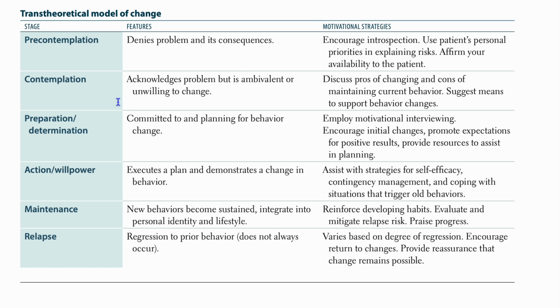And then there's contemplation. This is where he starts acknowledging that he has a problem. So contemplation is acknowledging the problem but being ambivalent or unwilling to change. It's like, I know I have a problem, doctor, but I can't do it at this time. So that's contemplation. Discuss the pros of changing and cons of maintaining the current behavior, and suggest means to support behavioral change.